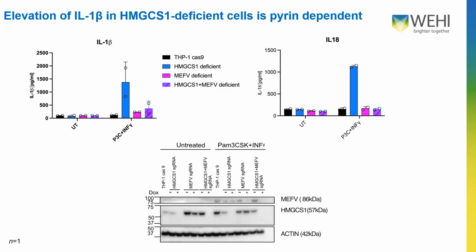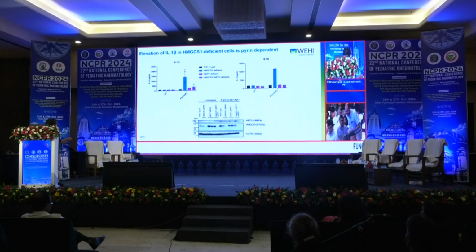Now the next hypothesis was, we thought that it is pyrin dependent. So what we did is we knocked out pyrin in addition to HMGCS1 in the THP1 cells. So here you can see that when we knocked out both pyrin and HMGCS1, the IL-1 beta elevation came down, which indicated indirectly that this IL-1 beta elevation is mediated by pyrin.